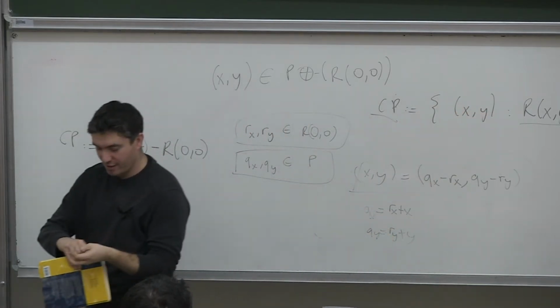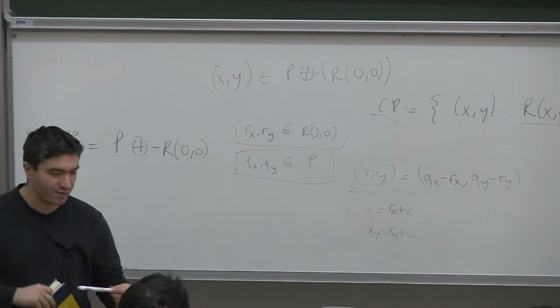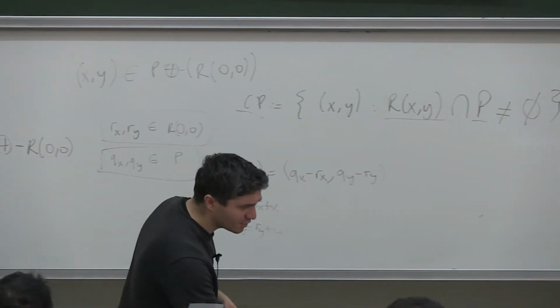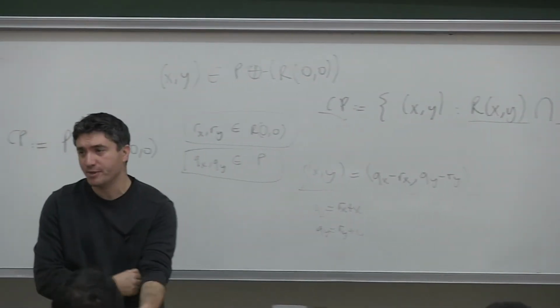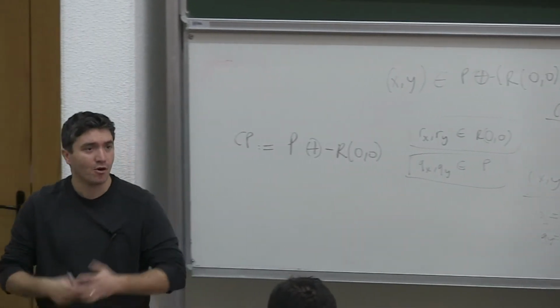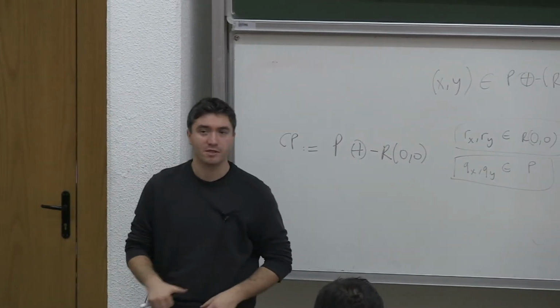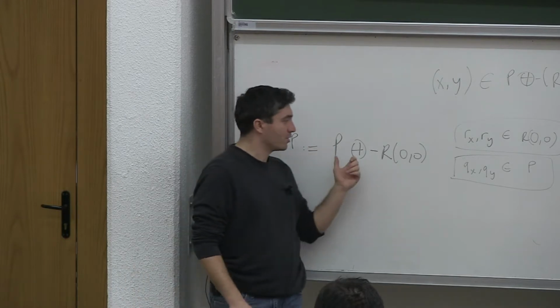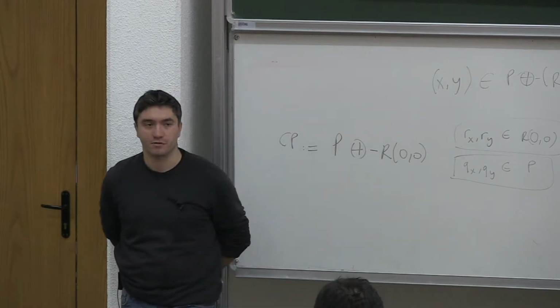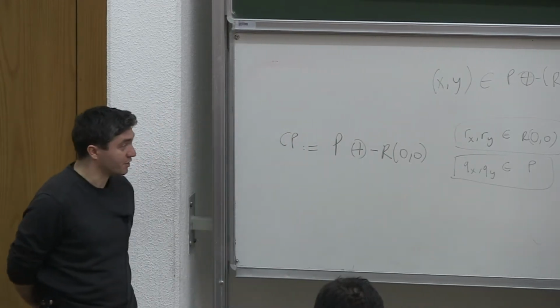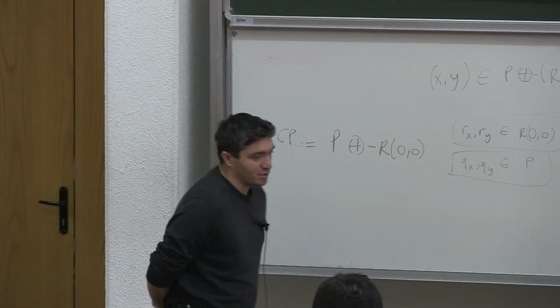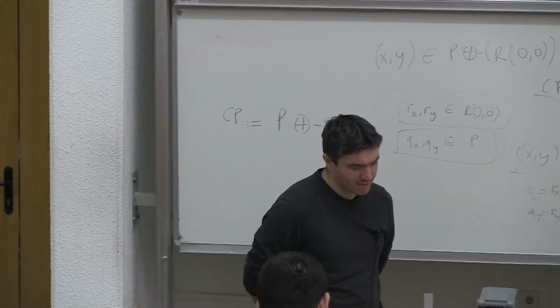Okay, so this concludes the proof, which shows that in order to find the C obstacle, all we need to do is compute the Minkowski sums of a polygon with the reflection of the robot with respect to origin. Now, the next, what I'm going to do is talk a little bit about Minkowski sum.